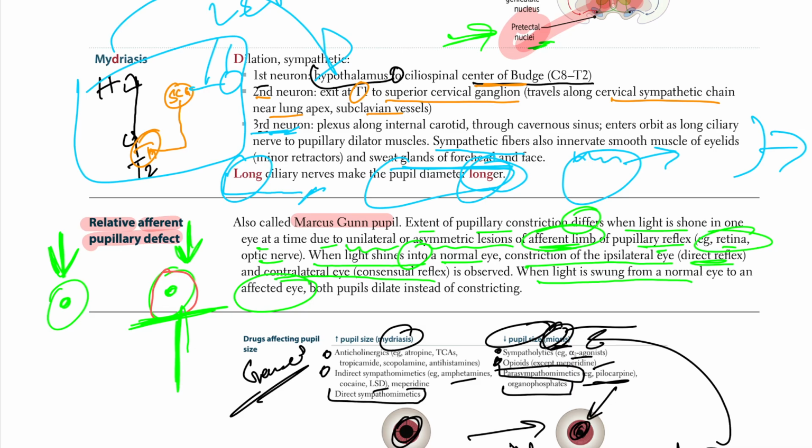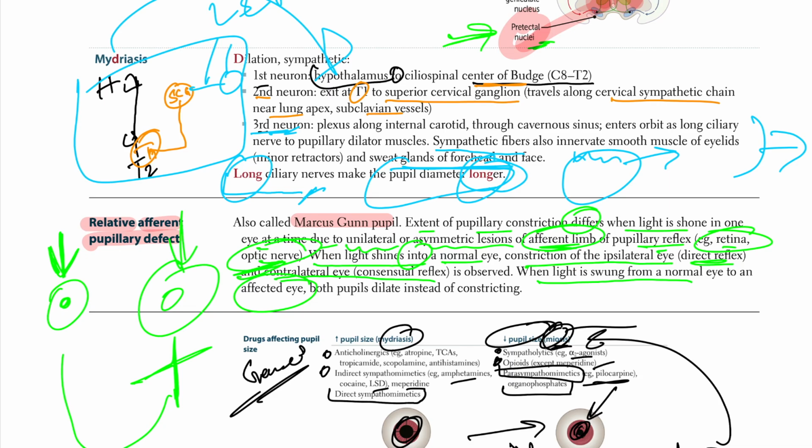For example, a problem could be in the retina, or in the optic nerve. So either we have a retina problem or an optic nerve problem. But when we shine the light in the affected eye, let alone that this would constrict, it will not constrict because it's not getting the signals, because there is a problem in the conduction. And it's not going to let the other one constrict because the whole connection is out.